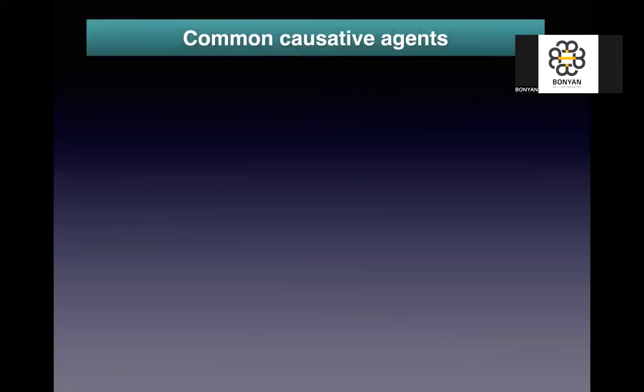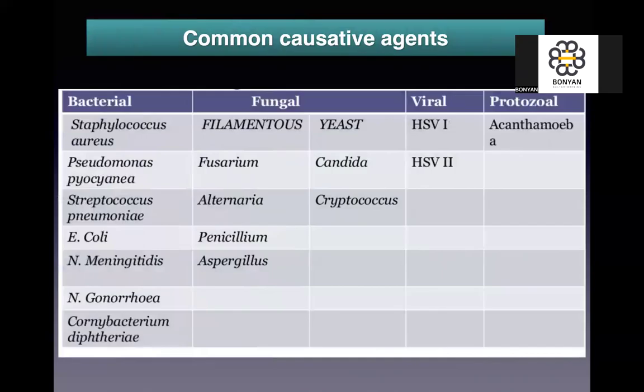The common causative agents for infectious keratitis. I said before that there are four types of infective keratitis: bacterial, fungal, viral, and protozoal. Start with the protozoal because it's just one type, which is the acanthamoeba keratitis. Viral: the herpes simplex virus and the herpes zoster, but the commonest is the herpes simplex virus.